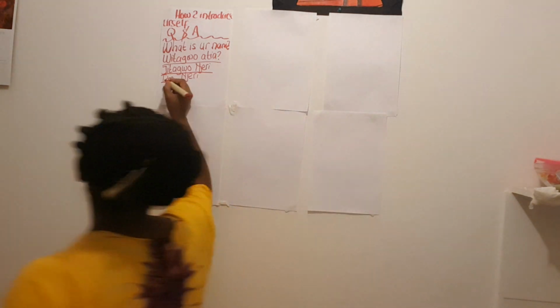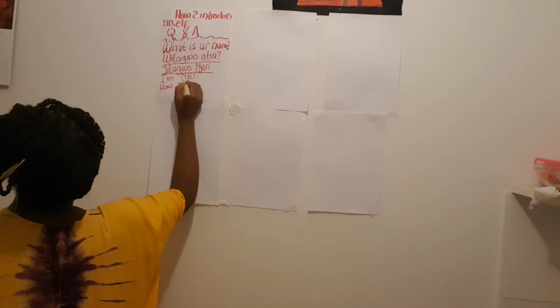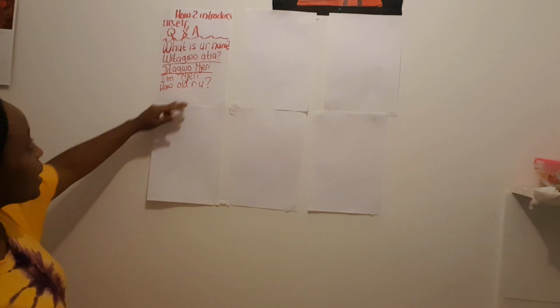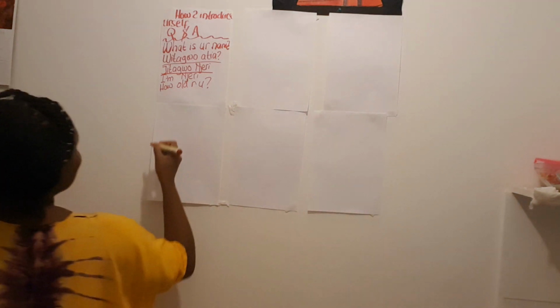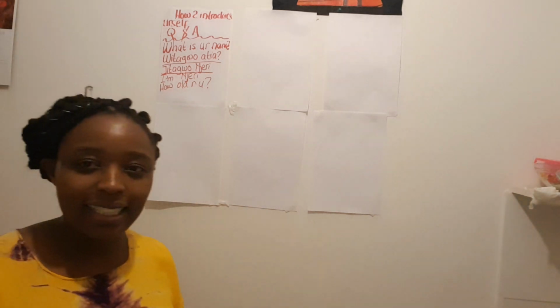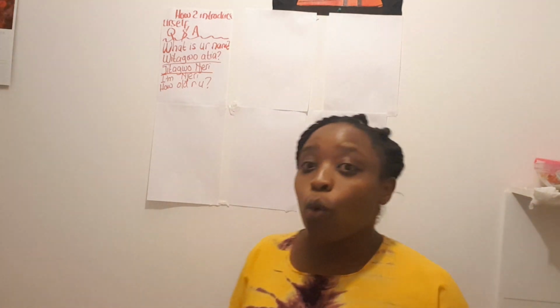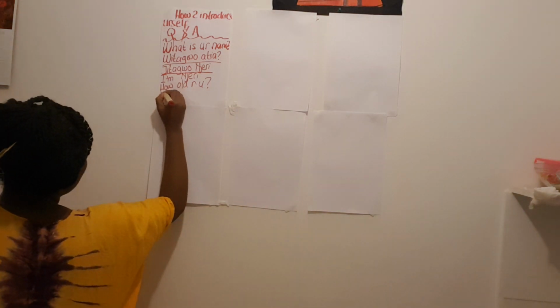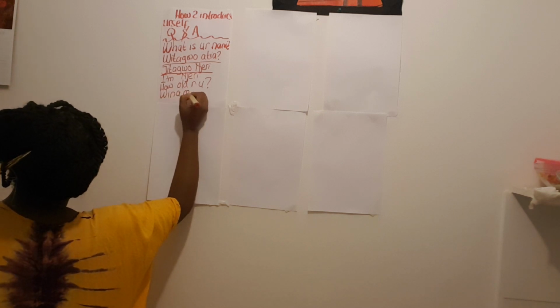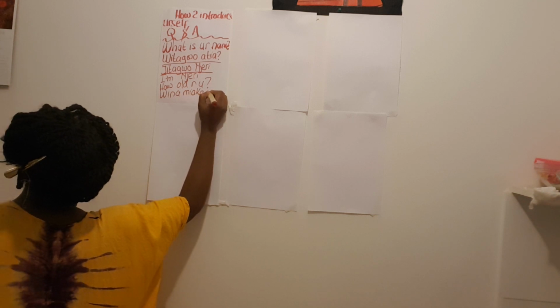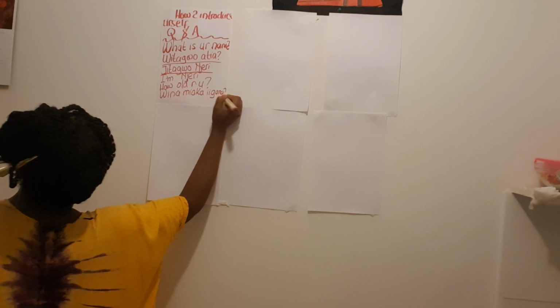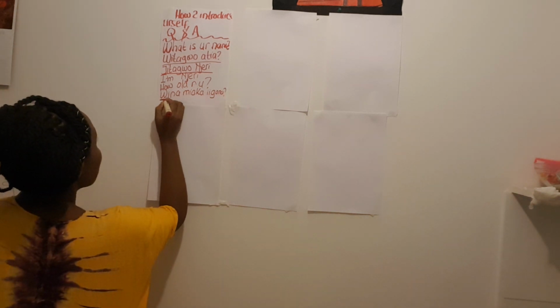Now, the next question that comes along this conversation is, how old are you? Okay, first of all, if you want to ask that in Kikuyu, you'll say, wena miaka eigana. Wena miaka eigana. Remember, that's a question that comes along.